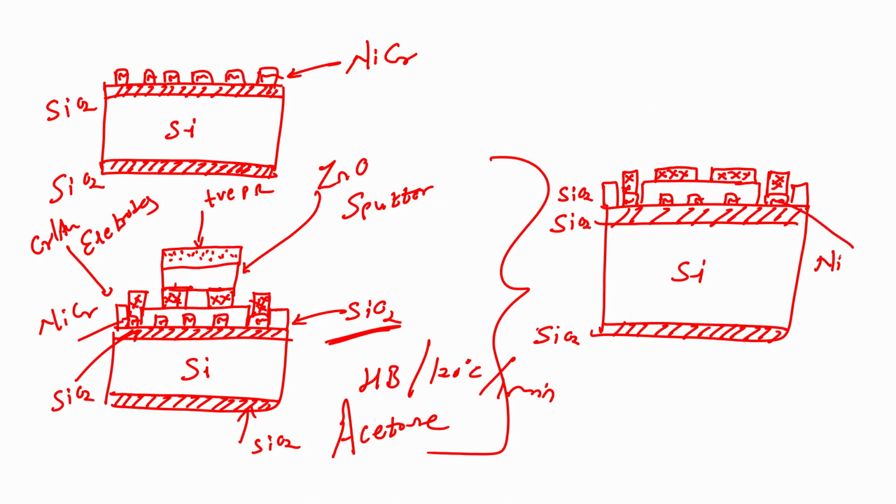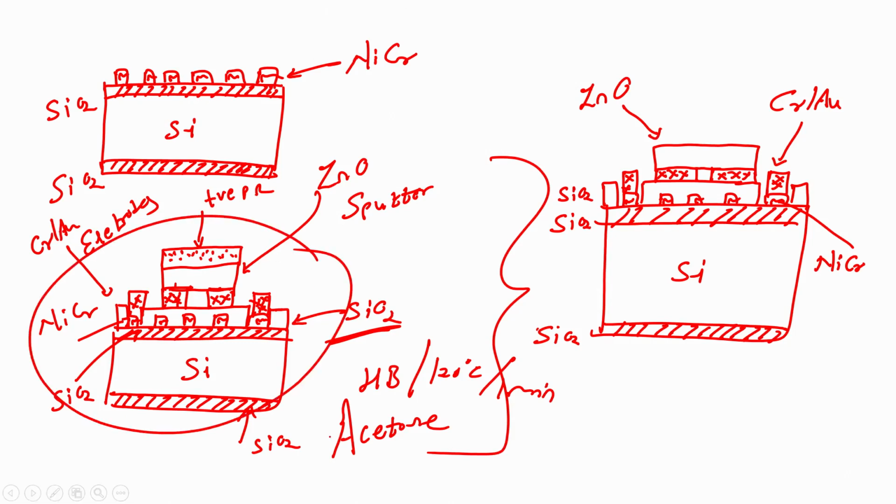this is nichrome, this is chrome gold, and this one is my zinc oxide, right. If I dip this particular wafer in acetone, my photoresist will be stripped off and I will have my zinc oxide material on chrome gold, which are the electrodes. So, how many contacts are there? I have 4 contacts, 2 for the electrodes and 2 for the heater. Alright guys. So, this is the process flow for fabricating a sensor.